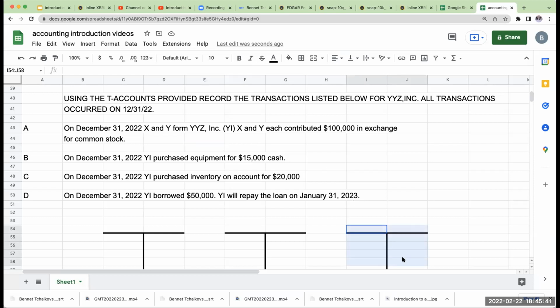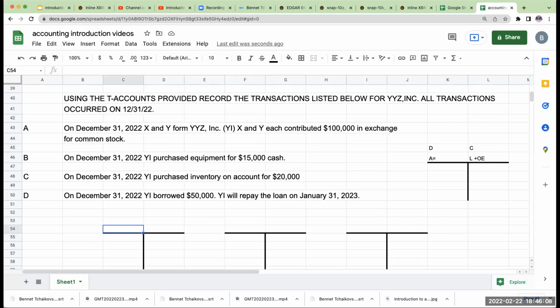Now, let's remember over here, when I look at my equation, I've got my assets equal to my liabilities plus my owner's equity. So assets increase with debits, decrease with credits. Liabilities and owner's equity, I'm going to increase those with credits and then decrease them with debits. So here I'm YYZ and X and Y are each giving me $100,000.